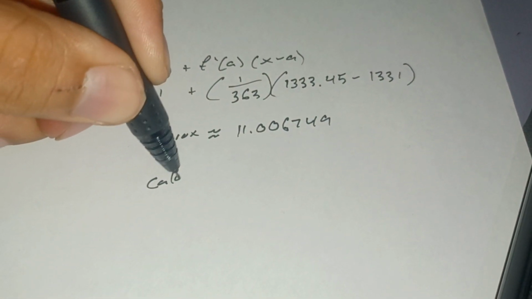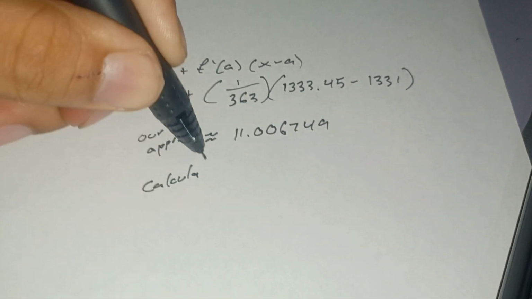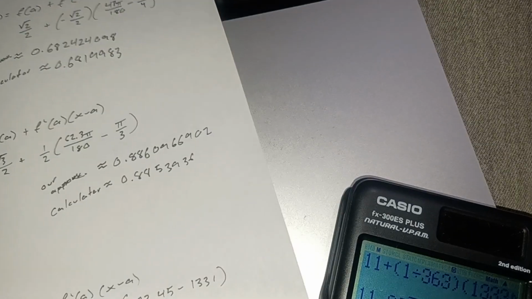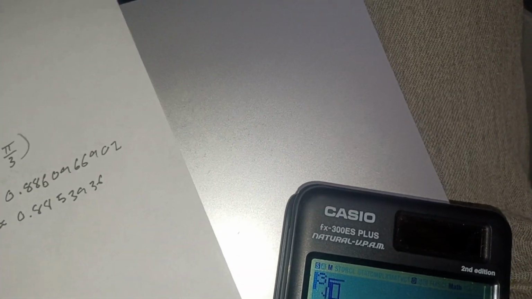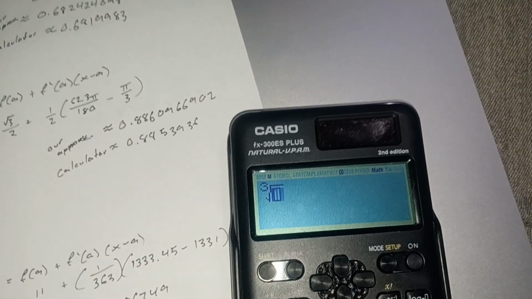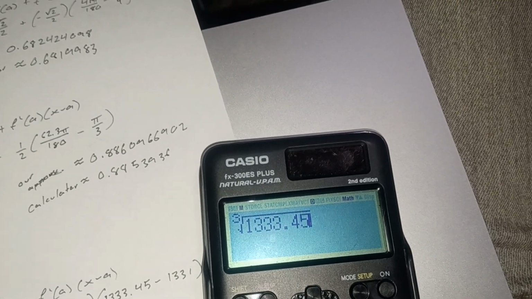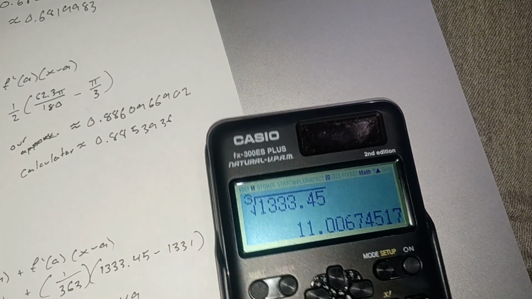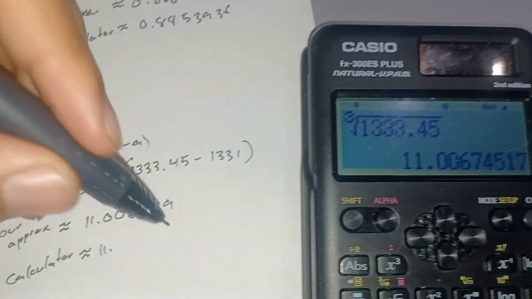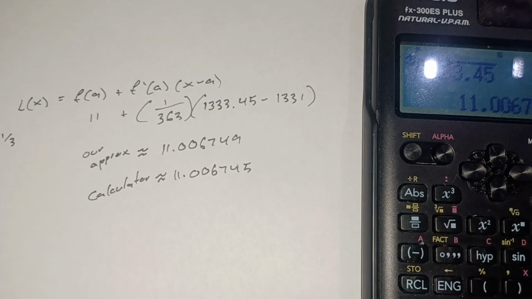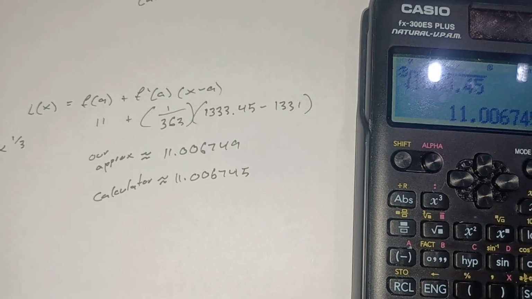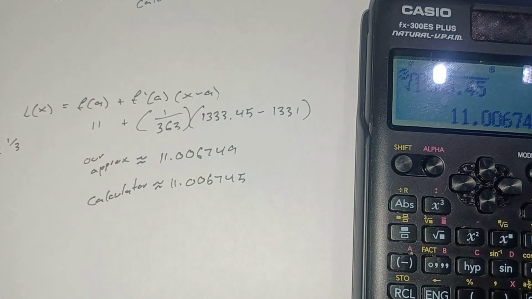Now let's do our calculator. Let's see what our calculator tells us. So the cube root, wrong one. The cube root of 1333.45. What would the calculator give us? That will give us 11.006745, and you see that we're very close compared to what the calculator gave us.